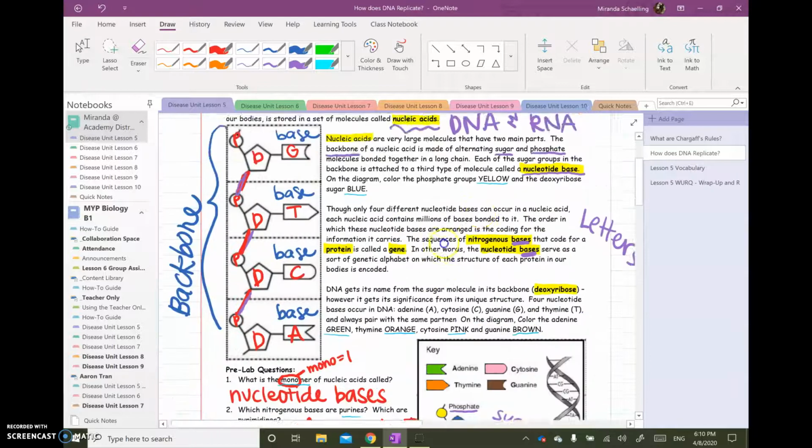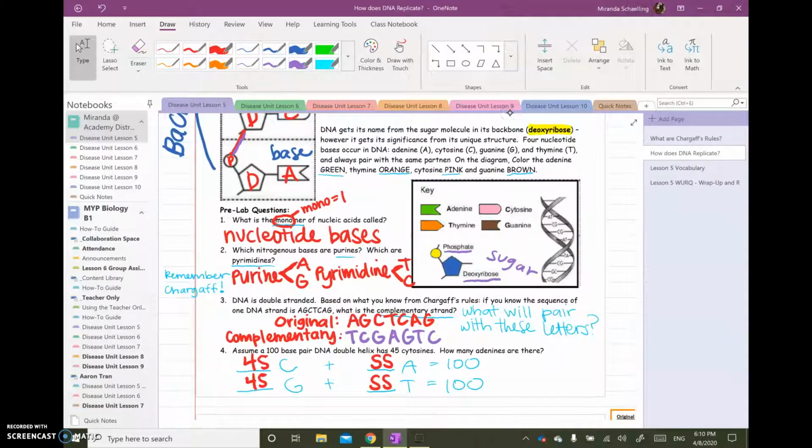All right, so before we jump into our lab, first question: what is the monomer of nucleic acids called? Remember, mono means one, so what's a single unit of DNA called? And that's a nucleotide base.